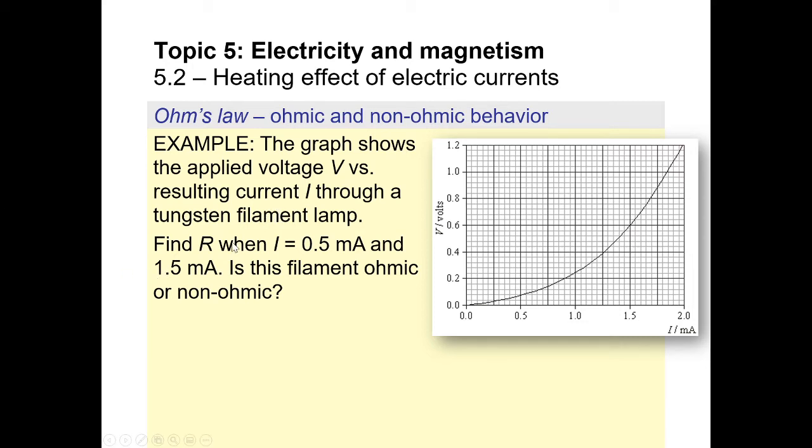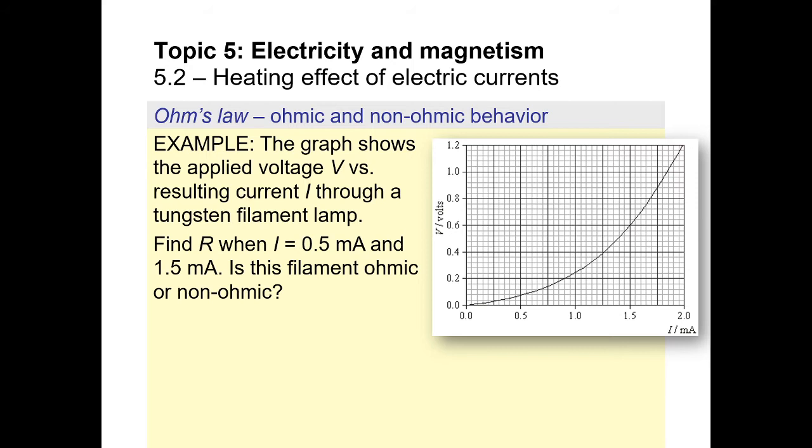We want to find the resistance when the current is 0.5 milliamps and 1.5 milliamps. And then we have to answer the question, is this filament ohmic or non-ohmic? We can answer that once we get the values for resistance, or we could answer it simply by looking at the graph. We have a graph of voltage versus current. That means the instantaneous slopes represent resistance. You can clearly see the slopes from left to right are increasing. They're getting more and more positive. Because the resistance is not constant, this material is not ohmic.